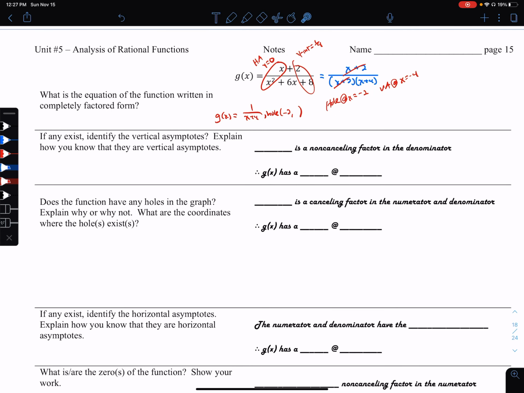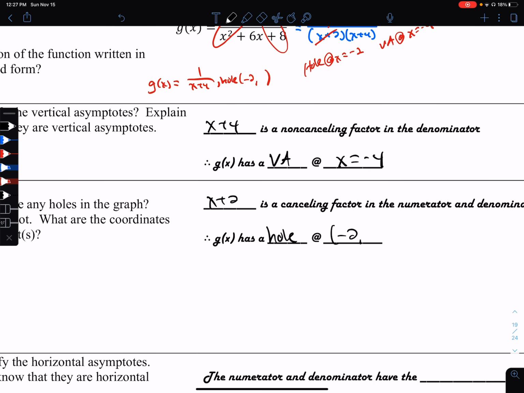If any, identify the vertical asymptotes. Explain how you know the vertical asymptotes. Well, x plus 4 is a non-canceling factor in the denominator. Therefore, g of x has a vertical asymptote at x equals -4. Does the function have any holes? Explain why or why not. What are the coordinates of the holes? Well, we have a canceling factor of x plus 2 from the numerator and denominator. Therefore, g of x has a hole at -2, and to find the y value, we're going to take what's left of g and put a -2 in for the x. We're going to get 1/2.